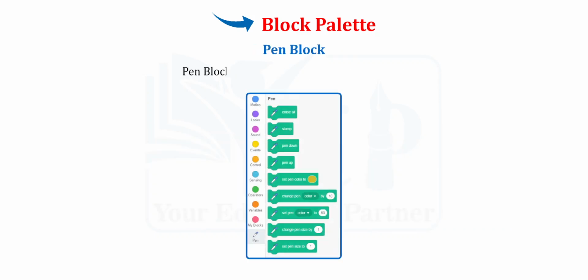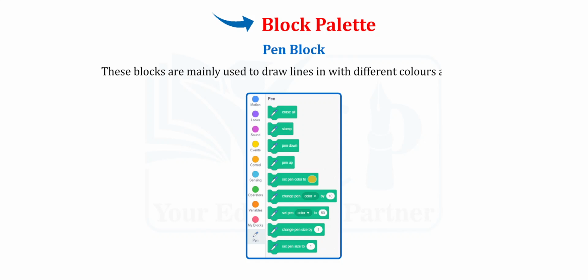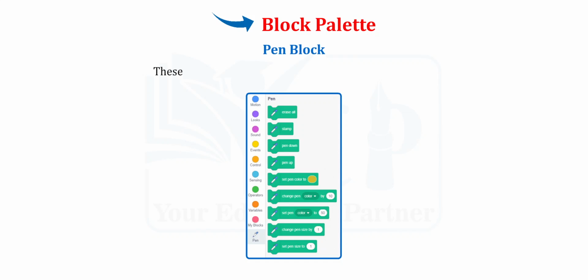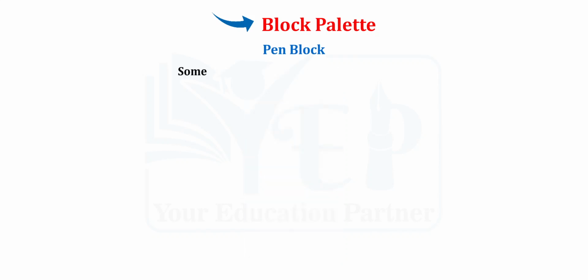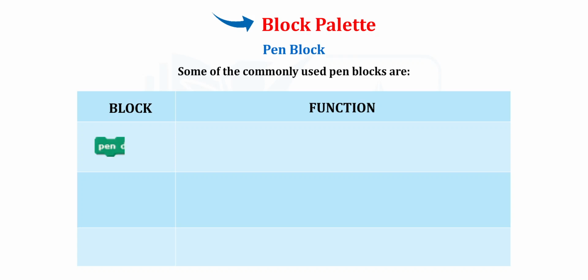Pen blocks. Pen blocks help the sprite create a trail of lines. These blocks are mainly used to draw lines with different colors and sizes. These lines can be drawn at different places on the stage. Scratch 3.0 has 9 pen blocks. Some of the commonly used pen blocks and their functions are as follows.